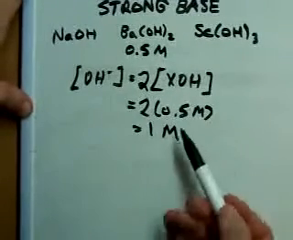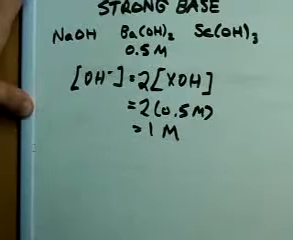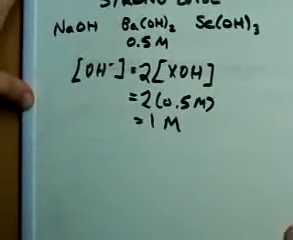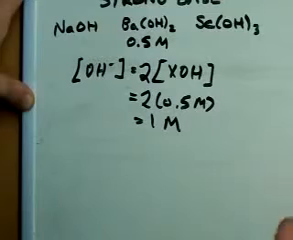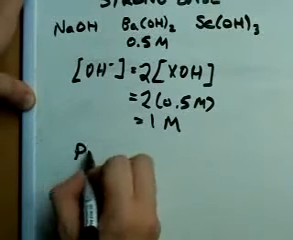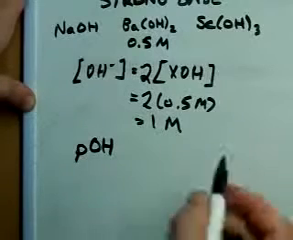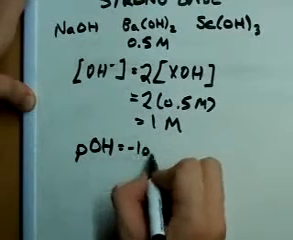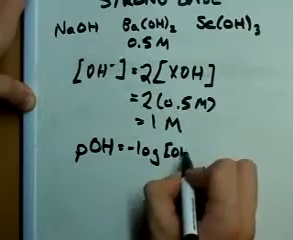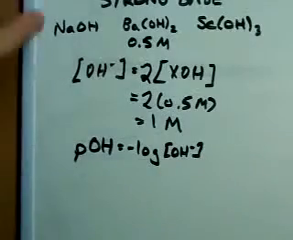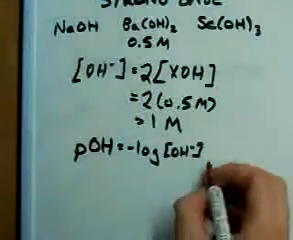Now, once you have the concentration of OH minus, there are several different ways you can get the pH from that. My preferred way is with something called pOH, which is kind of like the opposite of pH, in that it's the negative log of the OH minus concentration. In this case, I would take the negative log of 1. I get 0. Okay, that's easy.